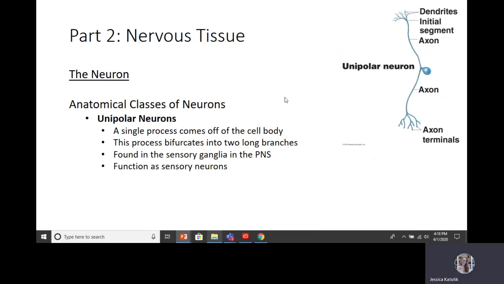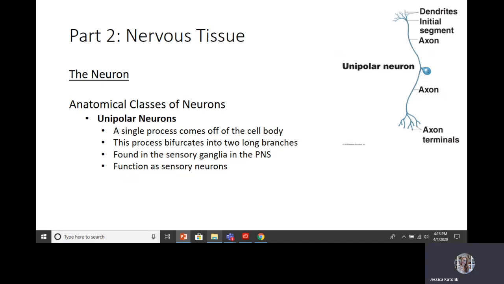Unipolar, uni meaning one, is going to have a single branch coming off of the cell body. Here on this diagram, we have the cell body located here, and we have a single branch coming off. This branch will actually bifurcate, it will split into two branches. Essentially, this will act as kind of one long axon. We'll have small dendrites at the initial part, and then the rest of it will be a long axon that will travel along the length of the cell.